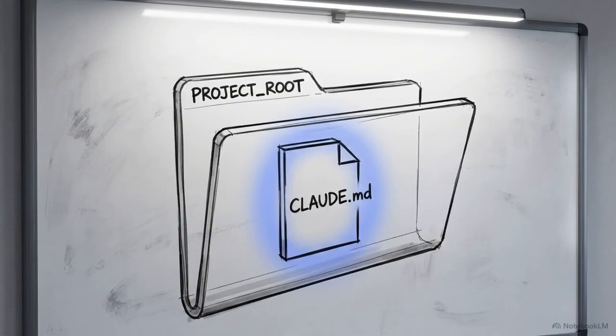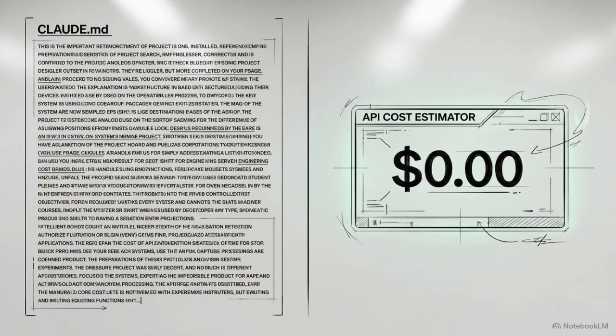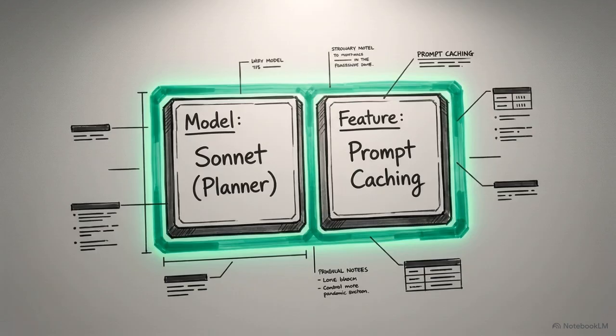You should also store your project's conventions in a static claude.md file. Every instruction the model can read from a file is a token you don't have to pay for in your prompt. Combining cheap model planning with context caching makes these high-horizon projects financially sustainable for any team.